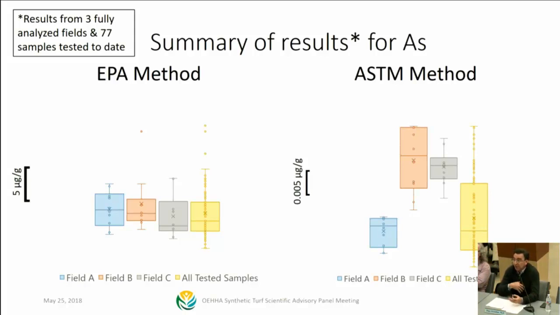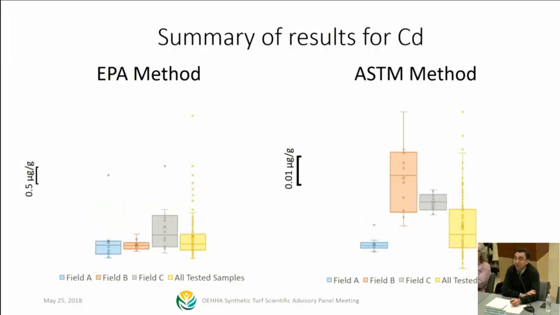And then, of course, when you look at the whole set, the collection of all tested samples, we have a larger number of outliers. So this is for arsenic on our first slide, and let me show you now for cadmium.